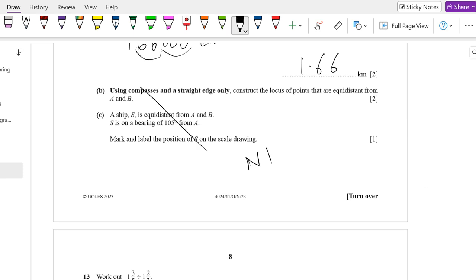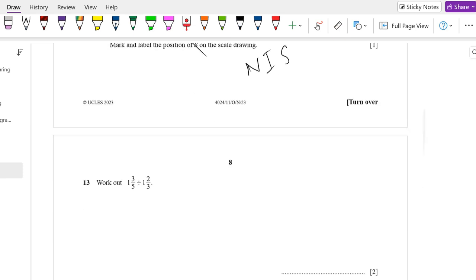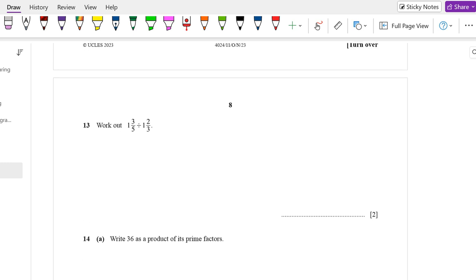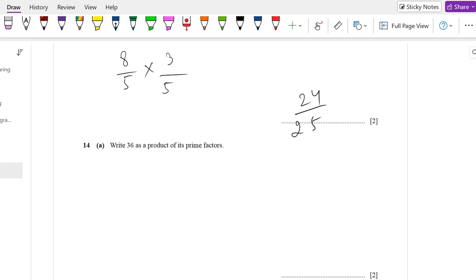This is not in syllabus anymore. 8 by 5 multiply 5, 3 by 5, 24 over 25, 36.